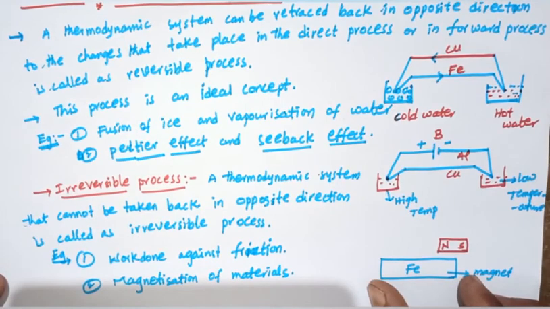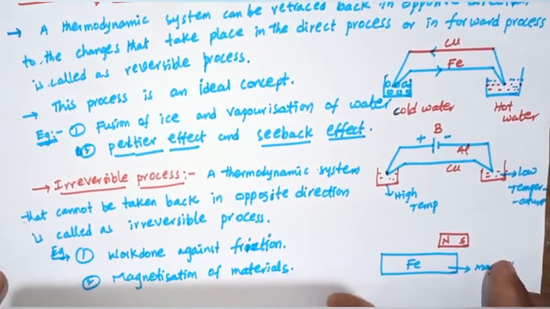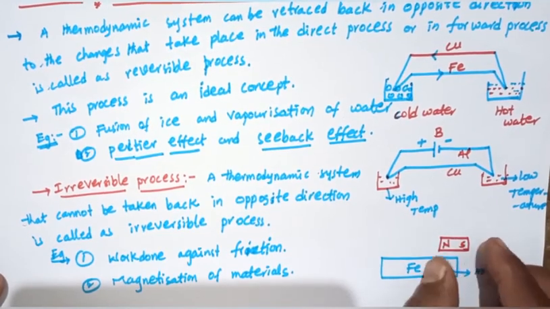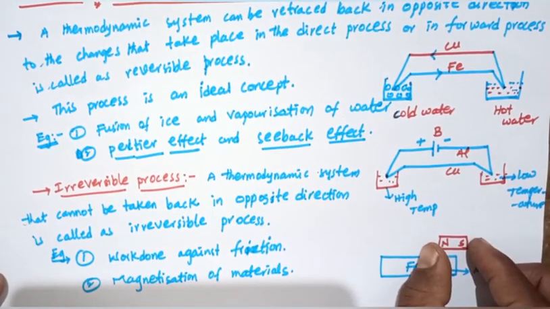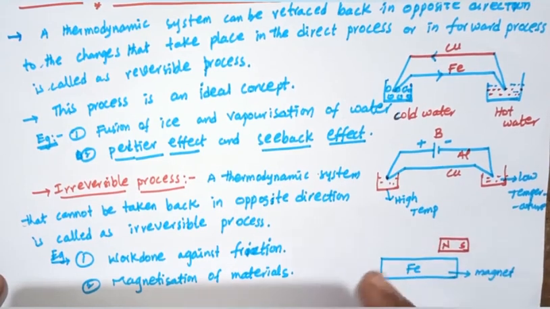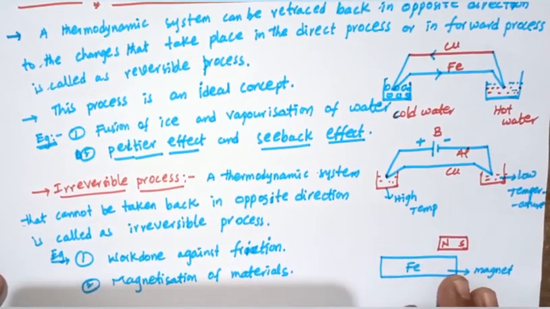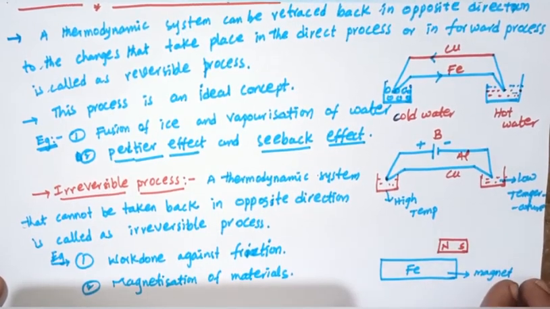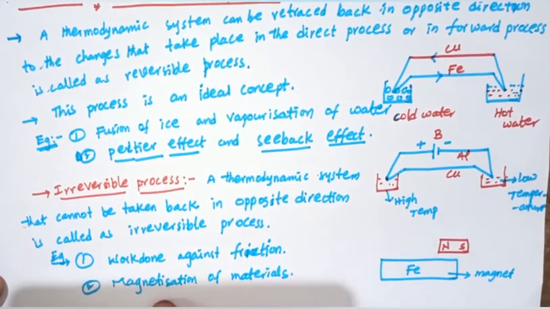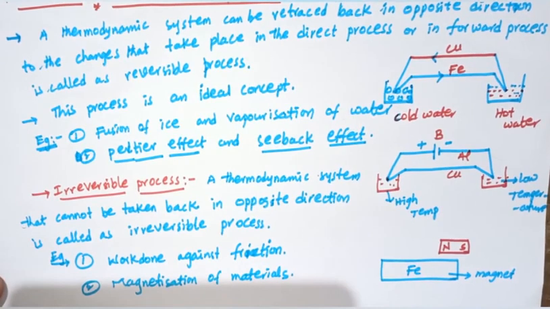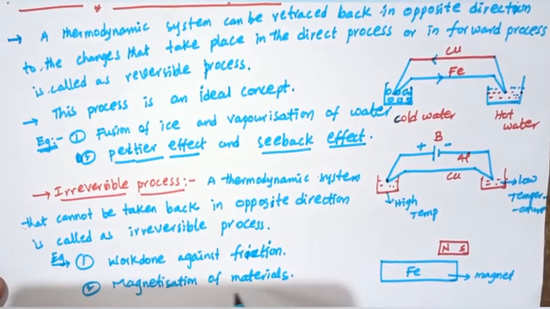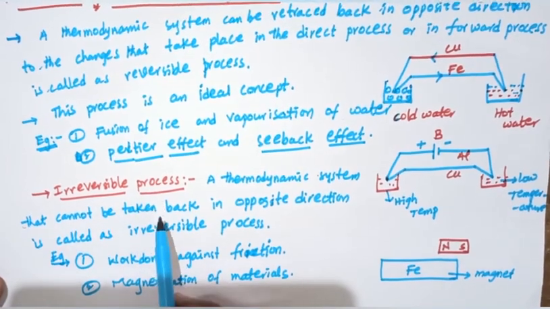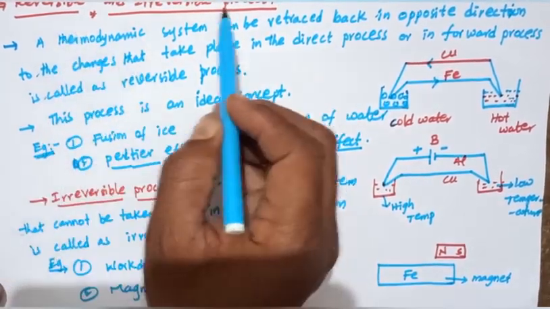When a magnet is heated, it loses its magnetic property and is converted into simply a metal. When it is cooled down, it is not converted back into a magnetic material. So the magnetization of a material is an irreversible process. So that is about reversible and irreversible processes.